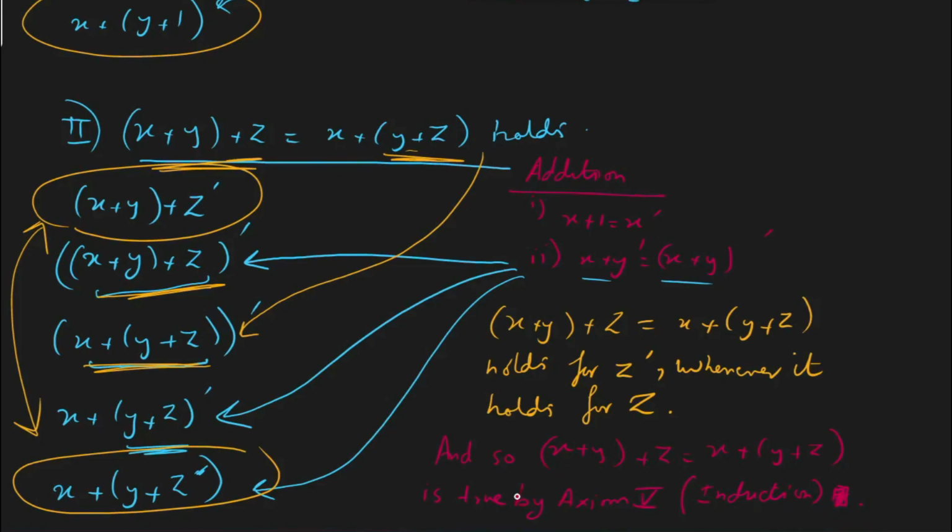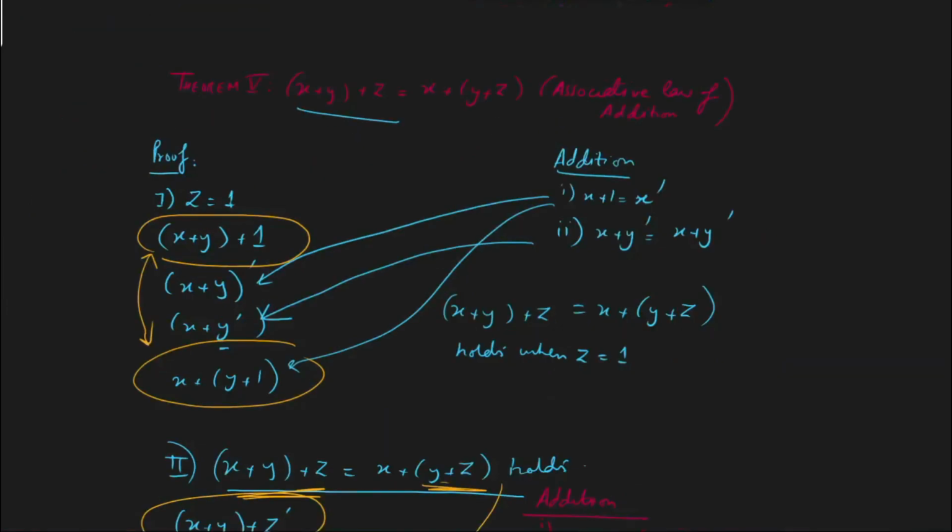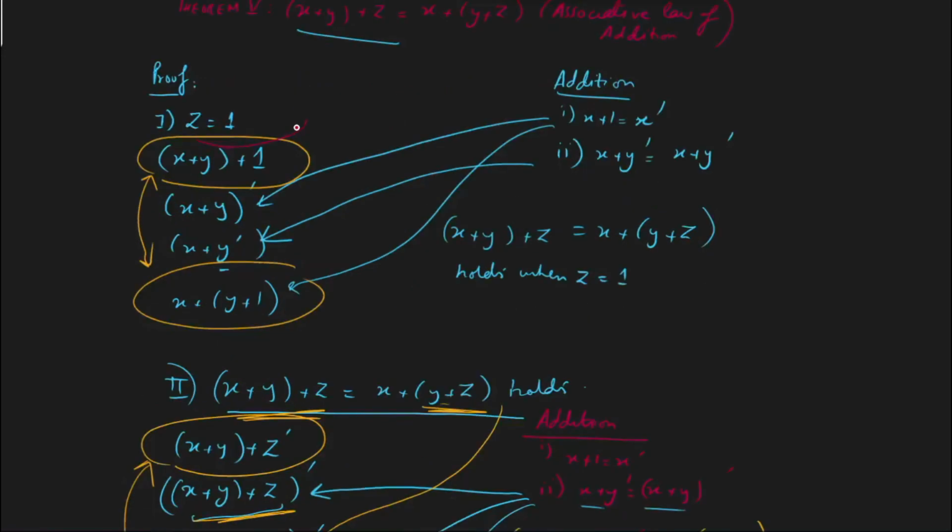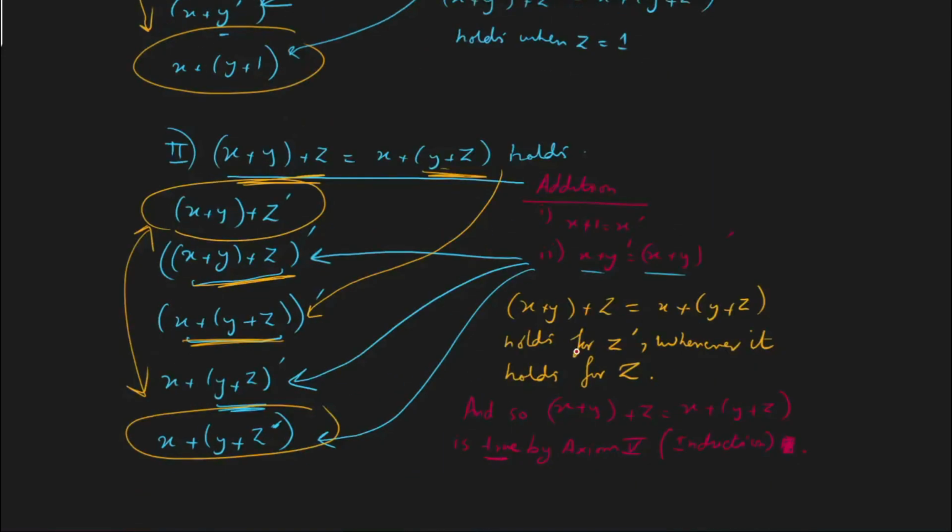And so this is true for natural numbers, right? Now in the end, I want you to appreciate the proof. First we have proved it for the case where z was equal to 1, and then we have proved it for the case whenever it was true for z, it was also true for z prime. And then at the end, by virtue of axiom 5, we have proved the whole statement, or the whole theorem.